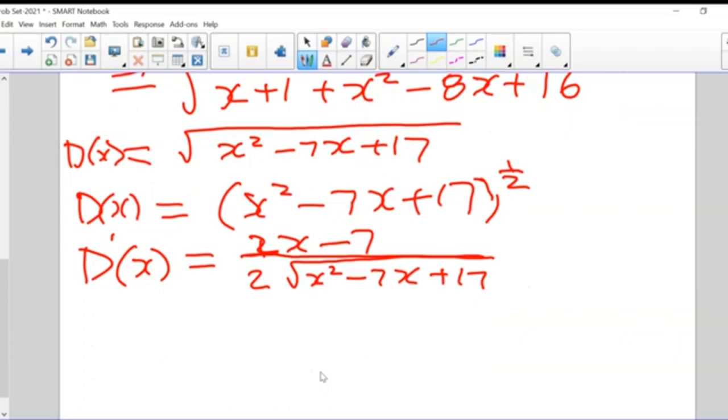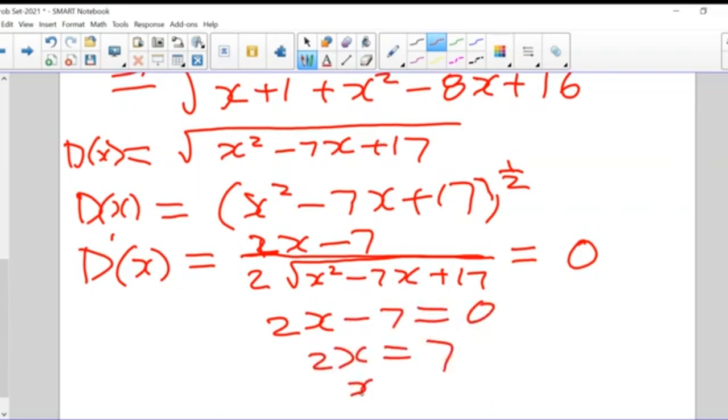And again, it doesn't matter what the denominator is. Sorry, that's rubbish. It doesn't matter what the denominator is, it matters what the numerator is. So really all I'm going to focus on is 2x minus 7 equals 0. And therefore 2x is equal to 7 and x is equal to 7 over 2.